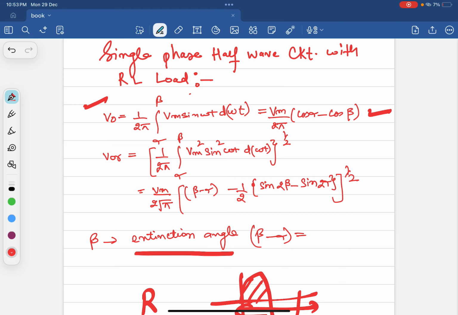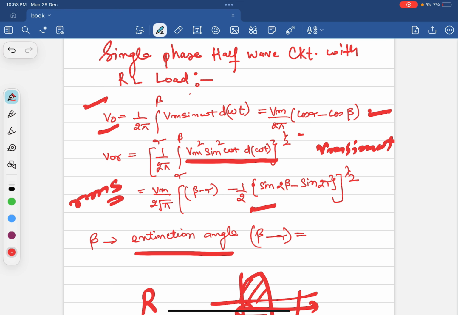Also to calculate the RMS value, that is root mean square, first of all you square Vm sin omega t, then you set its range and divide by its time period, then you take its under root. Then you get the value Vm by 2 under root pi, under root of beta minus alpha plus 1 by 2 sine 2 beta minus sine 2 alpha. This we call the average value and the RMS value.